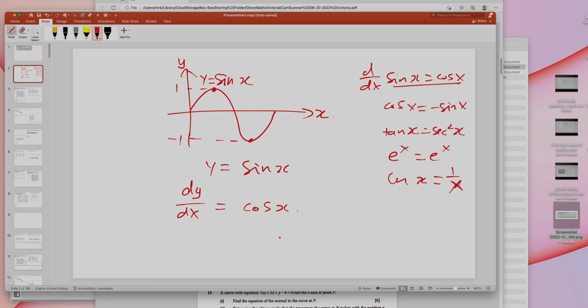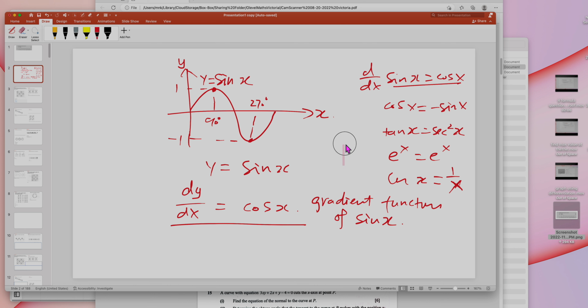Now, how do you decide? Okay, so this is the gradient function, right? This is the gradient function of sine x, right? So now, you know that this is 90 degrees, and you know this is 270 degrees, right? Okay, and you know that at 90 degrees and 270, they are the turning points, right?